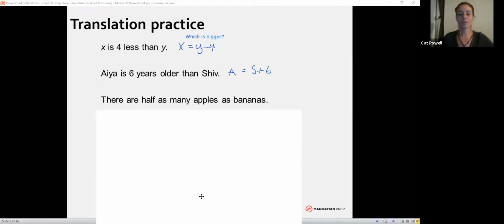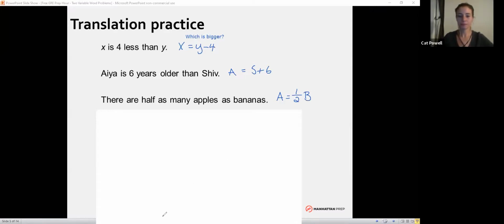All right, let's do a tricky one. There are half as many apples as bananas. And this is a good one. If you feel this one is shaky, play the same test with it. Which is bigger? Is that going to show up in the equation? Yeah, we have fewer apples. So we're going to say the apples is equivalent to half of the bananas.